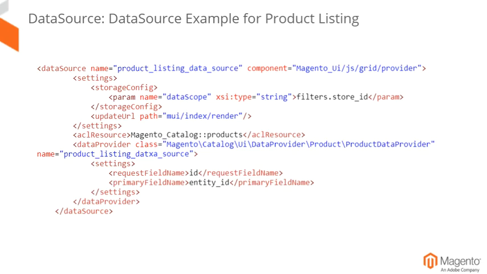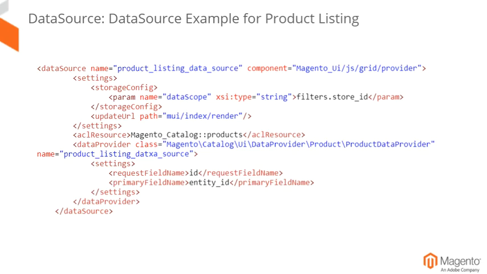Usually it is a standard component for all grids, although you can set your own. Magento_UI JS grid provider. Next parameter, data scope, defines the data scope, which is store in this example, and is used inside of the provider's JS module. Next parameter, update URL. Usually it is set to a default MUI index reindex generic URL.